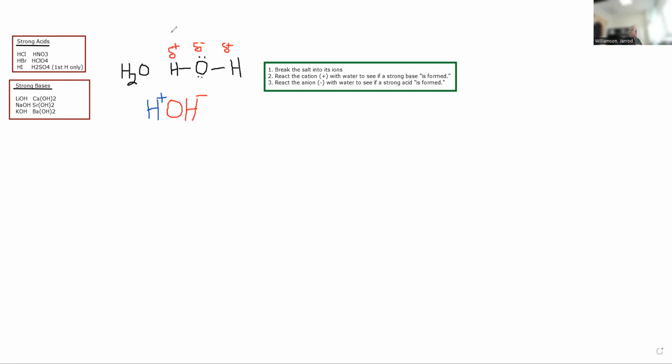First thing we need to do is remember the list of strong acids that I had you guys learn, which is hydrochloric, hydrobromic, hydroiodic, nitric acid, perchloric acid, sulfuric acid, which is strong in the first H only. Then the list of strong bases, which is right here. And then a couple things I want you to do.